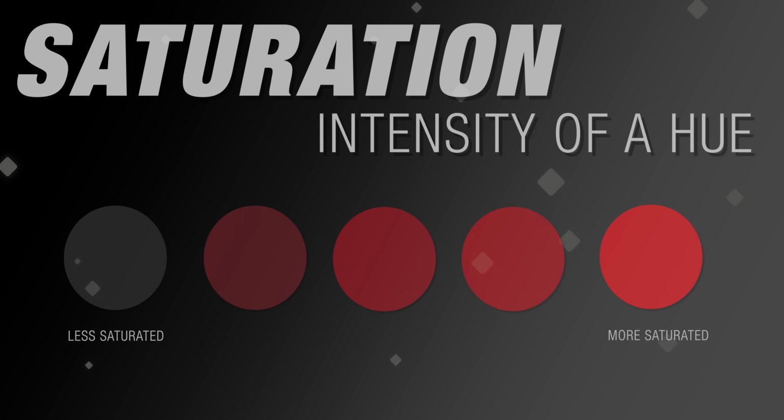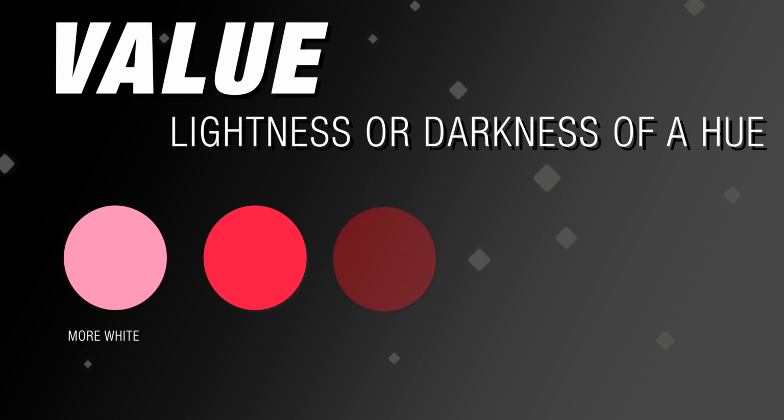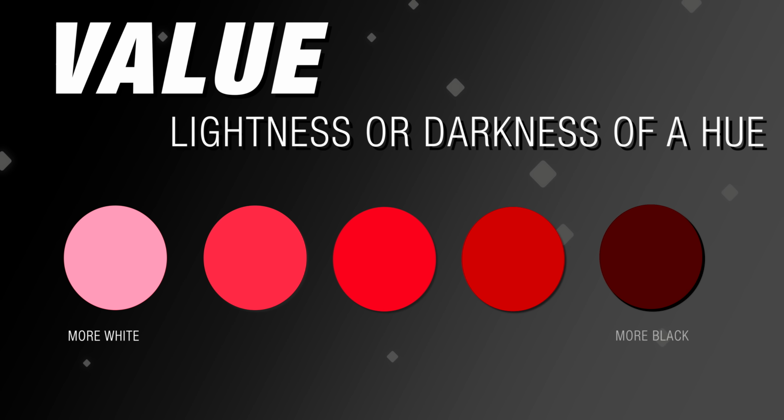The third thing is value, and this is the lightness or darkness of a hue. So how bright or dark your color is. And you change this by adding white to make it brighter and black to make it darker. And this does not affect the saturation. So you're gonna use a combination of these three elements to create your color grade.